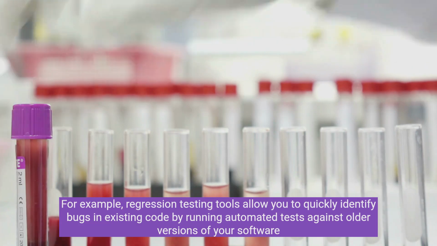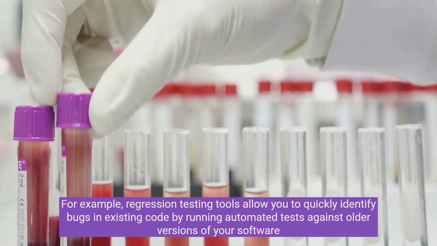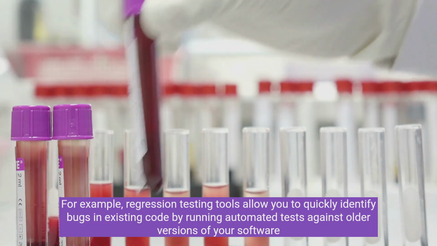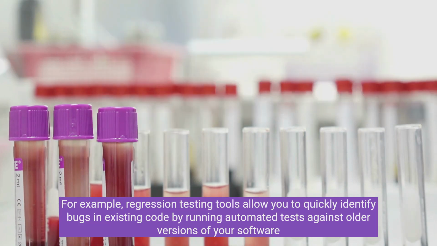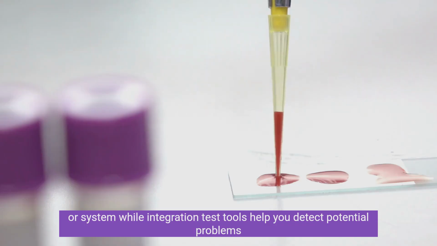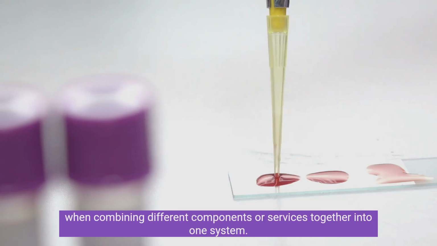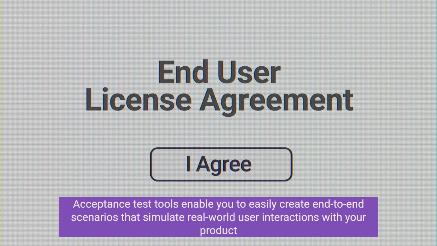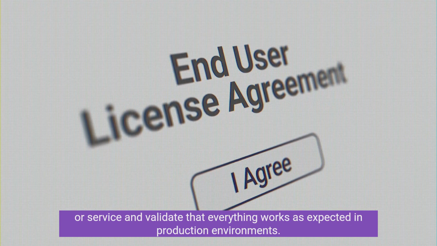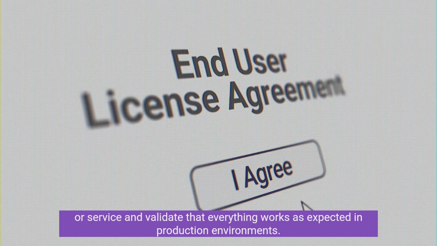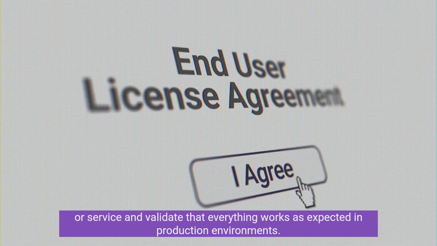For example, regression testing tools allow you to quickly identify bugs in existing code by running automated tests against older versions of your software or system, while integration test tools help you detect potential problems when combining different components or services together into one system. Acceptance test tools enable you to easily create end-to-end scenarios that simulate real-world user interactions with your product or service and validate that everything works as expected in production environments.